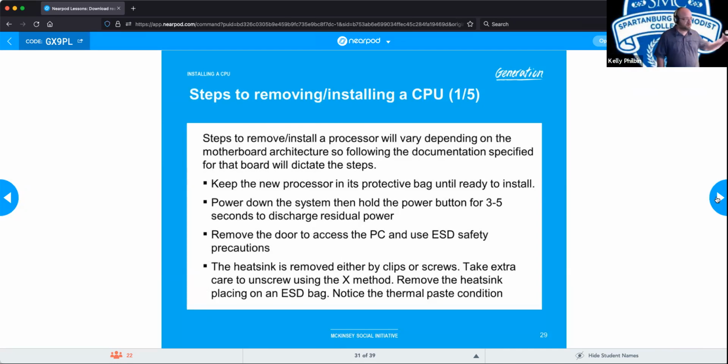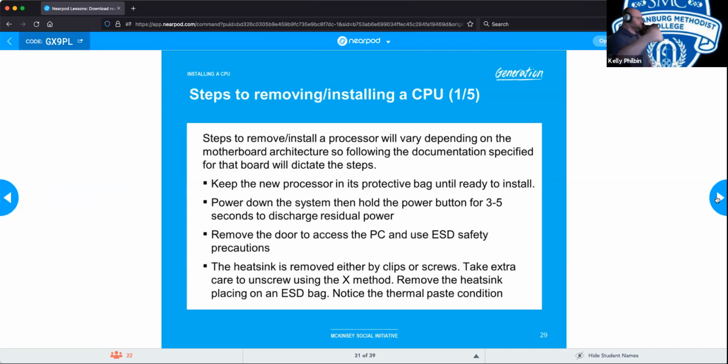Steps for removing and installing a CPU: keep the new processor in its protective bag, in its case, until the very last second. Don't pull it out and look at it. It's pretty, it's shiny, it's all nice and fancy. You want to get it out and look at it, but you run the risk of dropping it and damaging it. Keep it in place until you are ready to install it.